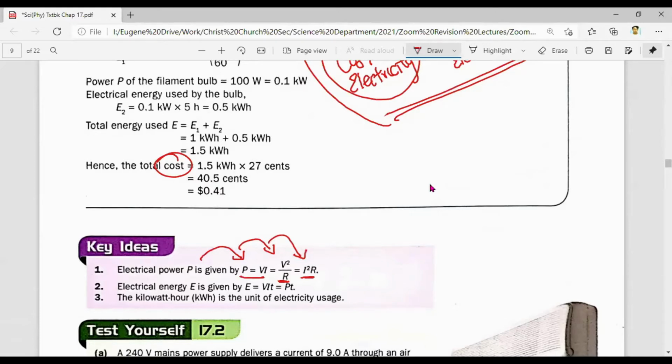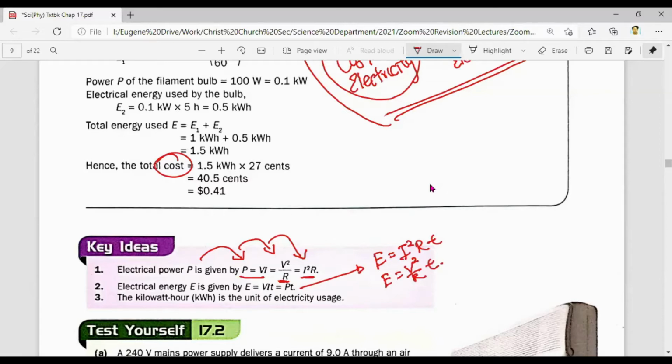In terms of electrical energy, okay, E equals PT can also be equal to VIT. But we also know that it can be expressed as I squared RT. Energy can also be expressed as V squared over R times T. So these are all the various formulas for electrical energy that we can use.